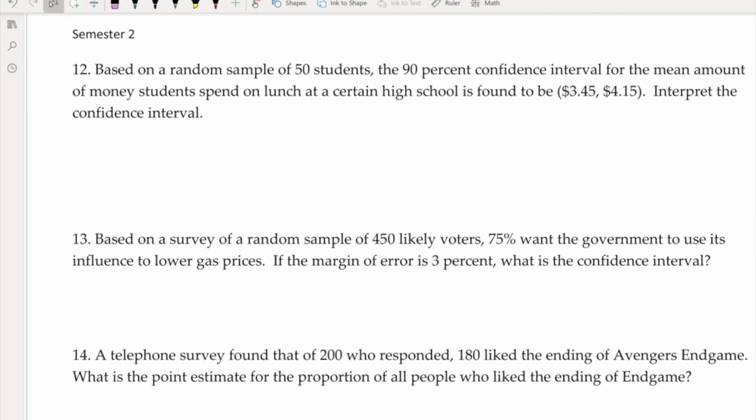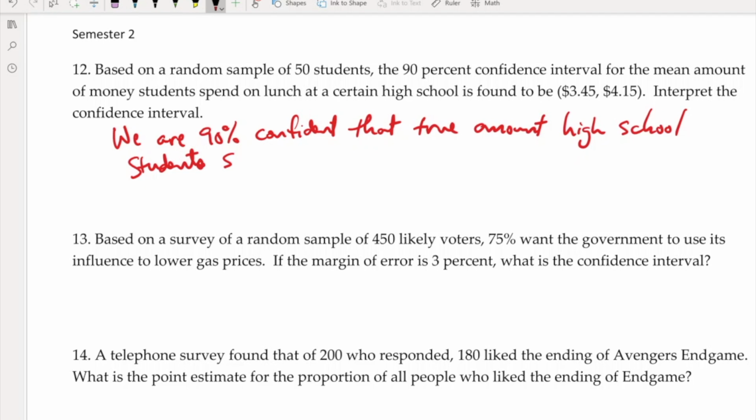Number 12. Based on a random sample of 50 students, the 90% confidence interval for the mean amount of money students spend on lunch at a certain high school is found to be between $3.45 and $4.15. Interpret the confidence interval. We are 90% confident that the true mean amount high school students spend at lunch is in this interval.